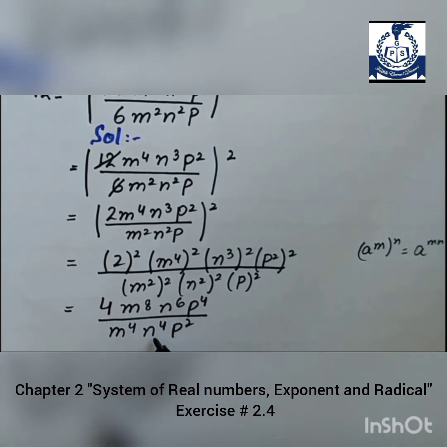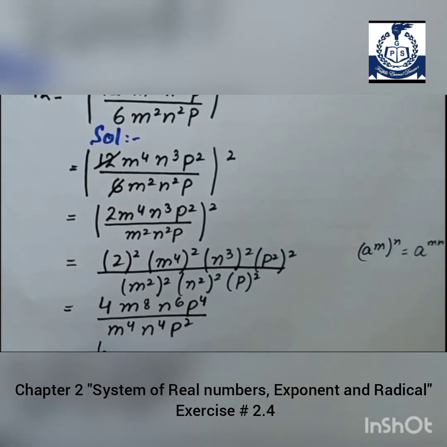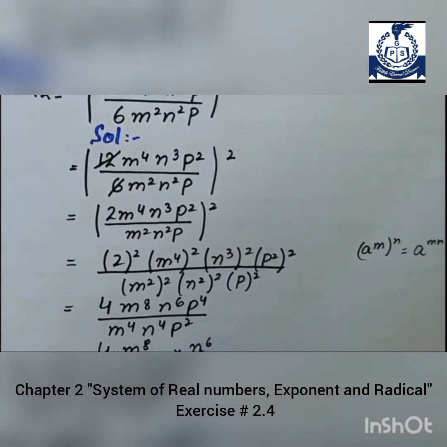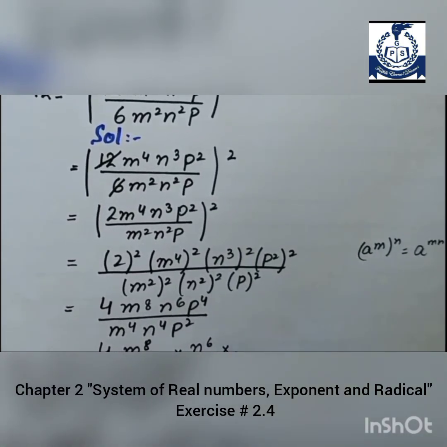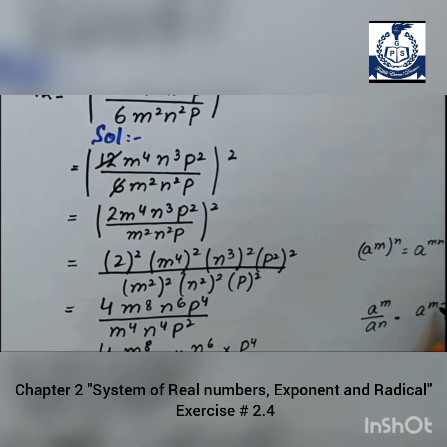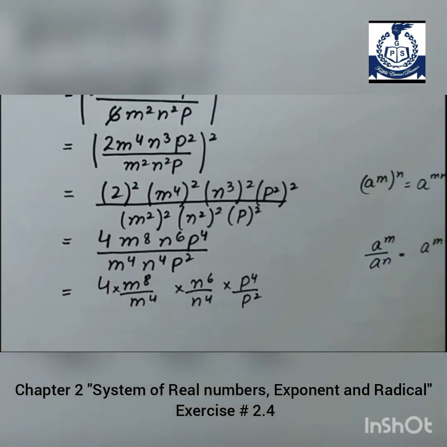So we can write it in a separate form because the bases are the same. m to the power 8 divided by m to the power 4, multiplied by n to the power 6 divided by n to the power 4, multiplied by p to the power 4 divided by p square. So we write a formula here. The bases are the same and there is a divide sign between them, so the powers will be subtracted.